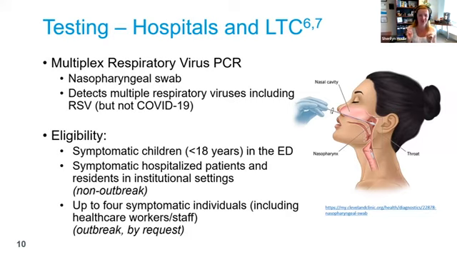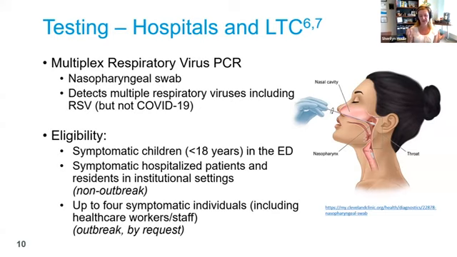I'm sure that makes all of us cringe if we've ever had one of those from COVID. It's not a pleasant experience, but it is going to be the most accurate, especially in our older children and adults. Now, in terms of who is eligible for this multiplex PCR, symptomatic children who present to the emergency department are eligible for it. Adults who are 18 and older, who are symptomatic and hospitalized, can be eligible for the multiplex PCR, as well as residents in institutional settings within a non-outbreak scenario. So, somebody that's in a long-term care facility or other type of institutional setting, as long as they have symptoms, they can receive this testing as well.